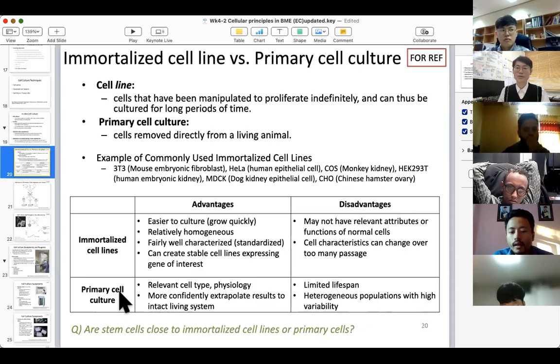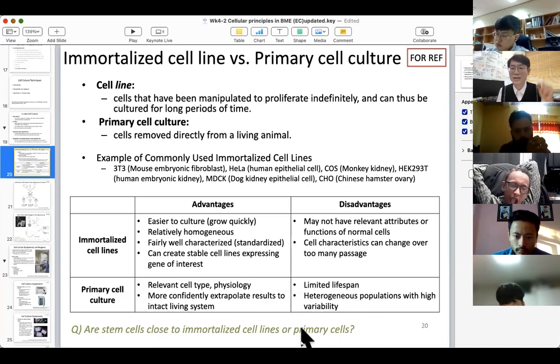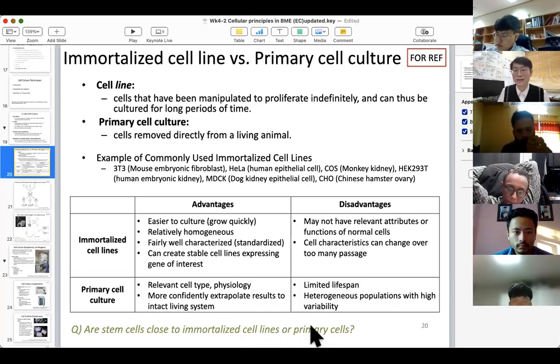Okay. So now the question is, are stem cells closer to immortal cell lines or primary cells? Due to the timing, I'm just going to answer myself. Stem cells usually come from a living body. So in that aspect, it's like a primary cell. But stem cells have limitless self-renewal, so actually it is almost immortal. So in that aspect, it has both aspects. In fact, the way people prove a stem cell, hey, I isolated a stem cell, is to put it into an animal and check whether it forms a tumor we call teratoma. Hey, I proved this is a stem cell.